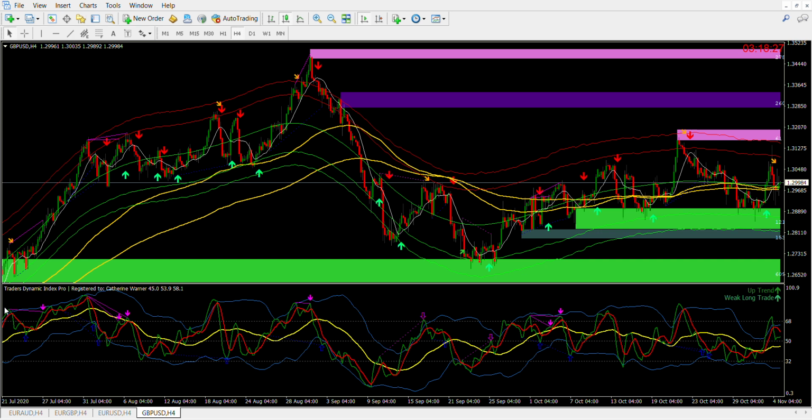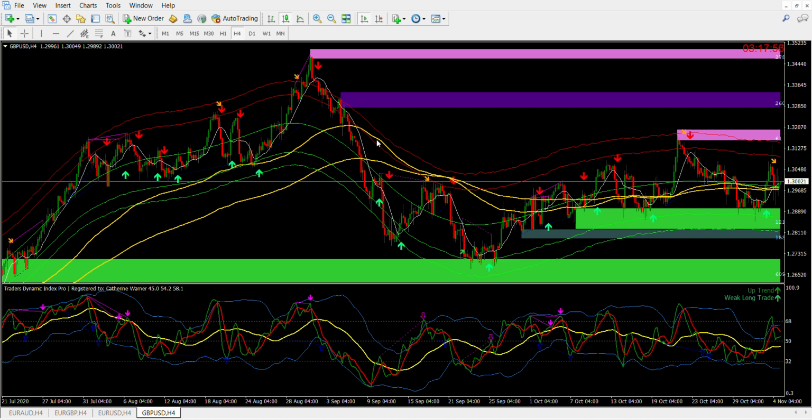So let's dive into what this indicator includes and how to use it in order to get very good buy and sell, entry and exit signals. The indicator itself is here in this top window. At the bottom here we have the Traders Dynamic Index Pro, which is basically an indicator that shows us the current trend of the market.